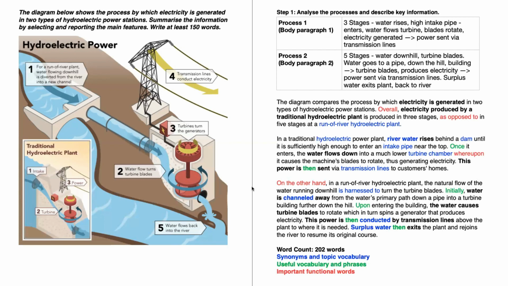Now here, on the other hand, is a great functional word to show a contrasting idea, or like we have the second process, initially, upon, then, and then again.